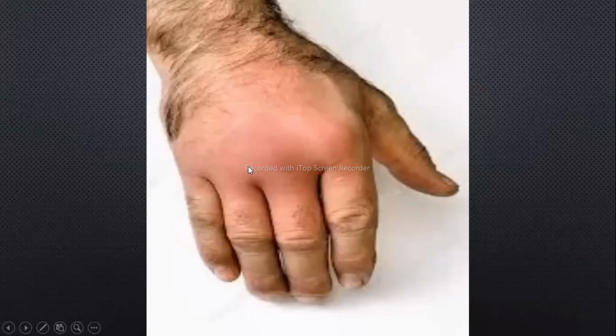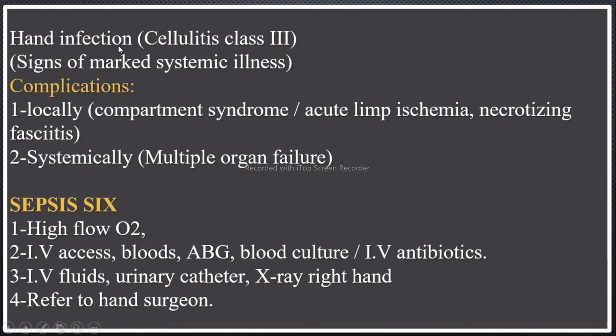So here, the hand is swelling, and if he has features of sepsis, it's cellulitis. Hand infection, cellulitis class 3, signs of marked systemic illness. Complications: the patient may get compartment syndrome, acute limb ischemia, necrotizing fasciitis, also multiple organ failure, so local or systemic. Treatment, as we said, Sepsis 6, so 3 in and 3 out.